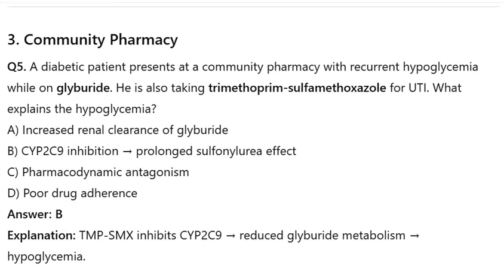Now number 3, community pharmacy. Q5. A diabetic patient presents at a community pharmacy with recurrent hypoglycemia while on glyburide. He is also taking trimethoprim-sulfamethoxazole for UTI. What explains the hypoglycemia? A. Increased renal clearance of glyburide. B. CYP2C9 inhibition, prolonged sulfonylurea effect. C. Pharmacodynamic antagonism. D. Poor drug adherence. Answer B. Explanation. TMP-SMX inhibits CYP2C9, reducing glyburide metabolism, causing hypoglycemia.